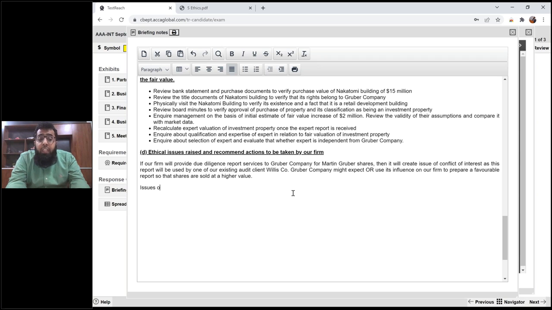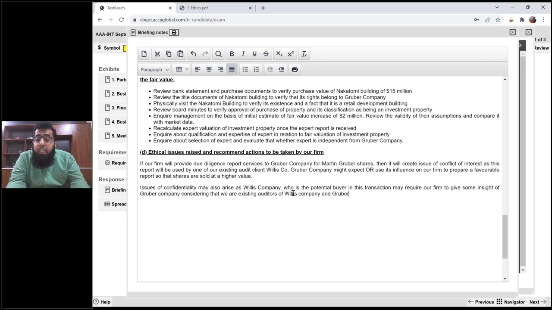Now, second, issues of confidentiality may also arise, as Willis company, who is the potential buyer in this transaction, may require our firm to give some insight of Gruber company, considering that we are existing auditors of Willis company and Gruber company both. Now both of them will be expecting something: Gruber company will be expecting that we'll give a favorable report, and Willis company will be expecting that we will give them some internal confidential information. So the issue of confidentiality also arises.